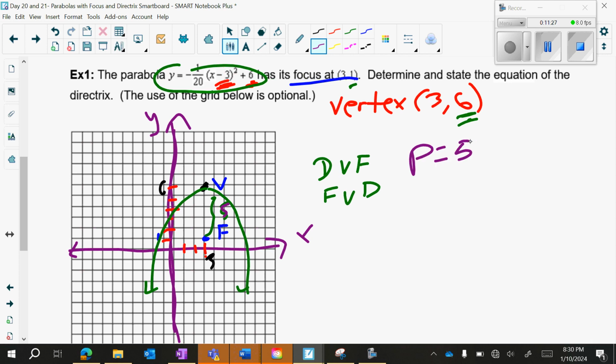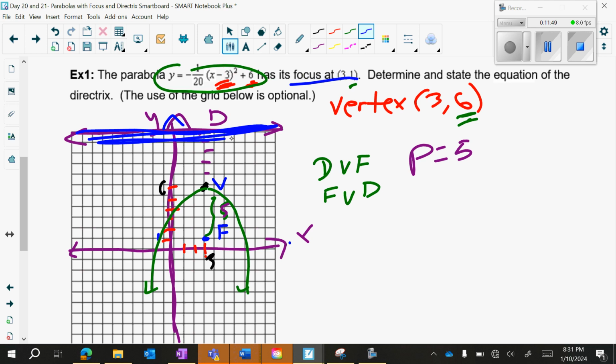Write that down. So to get your directrix, you just have to go 5 units the other way from your vertex. So go 1, 2, 3, 4, 5. And then the directrix here is going to be here, D for directrix. So what is its equation? Well, does it pass through the y-axis or the x-axis? I'm hoping you're saying the y-axis.